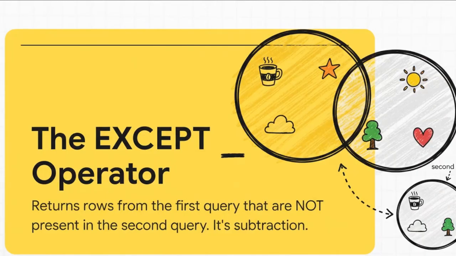And last but not least, we have EXCEPT. This is our subtraction tool when we're dealing with multiple sets. It's pretty much just telling the database, hey, run this first search for me, then run this second search. Now show me everything from that first list, but take out anything that also showed up in the second list.